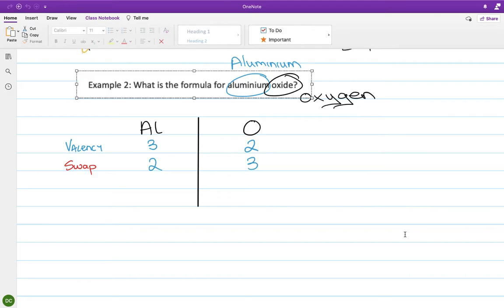The next step is I divide if they do have a common factor. Okay, so they don't. 2 and 3 can only be divided by 1, which won't change it. So I skip the divide step. And then I have my formula. So it's 2 aluminiums and 3 oxygens. So the formula is Al2O3.